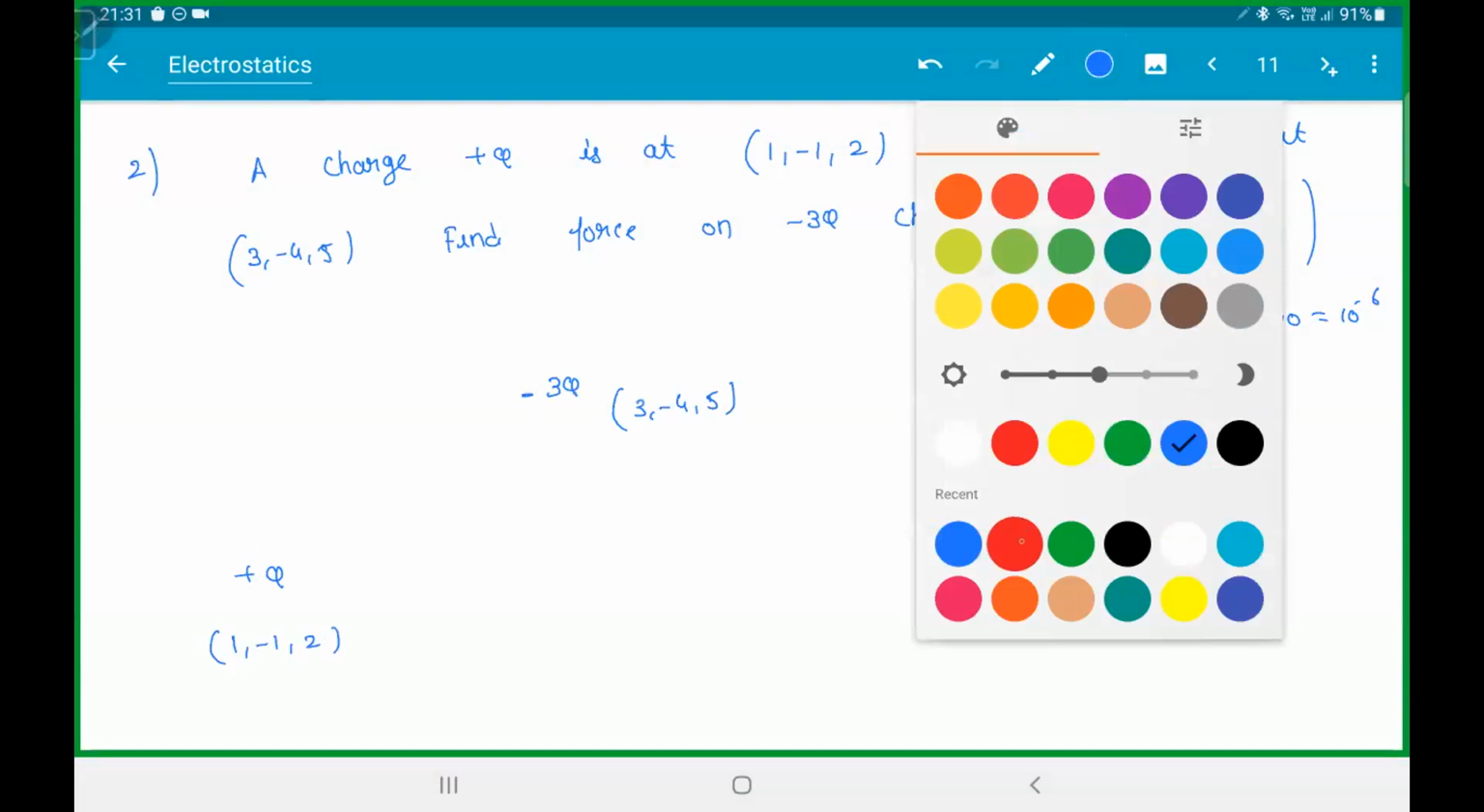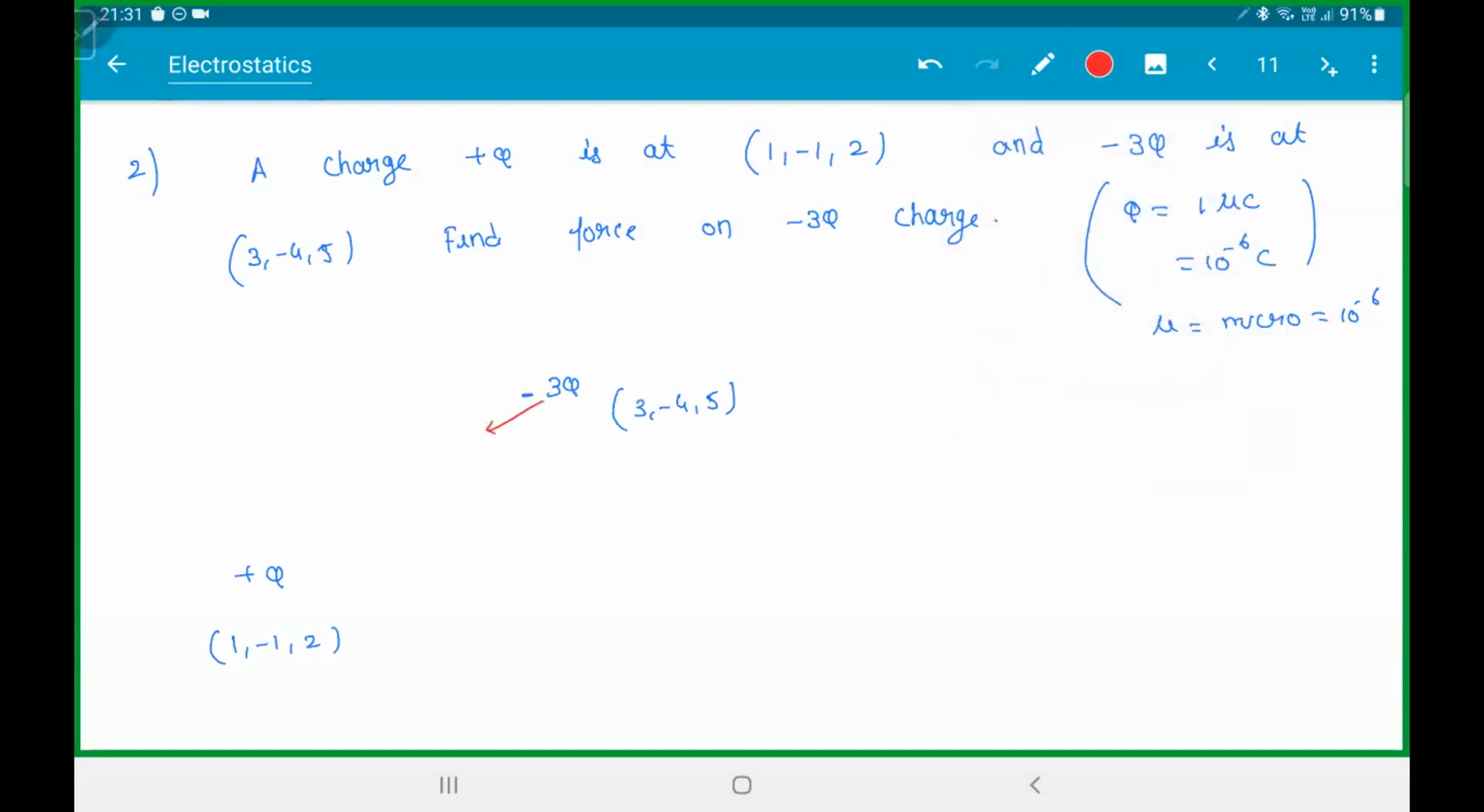So you want a vector. How is the force now? It's an attractive force. So we want a vector from here to here. This is your R bar. So what is R bar? Final minus initial, right? Isn't that how we find a vector, B minus A? So R bar will be 1 minus 3, minus 2 i cap, minus 1 minus of minus 4, so that is minus 4 plus 1, 3 j cap, 2 minus 5, minus 3 k cap.